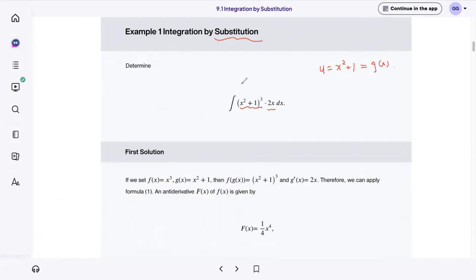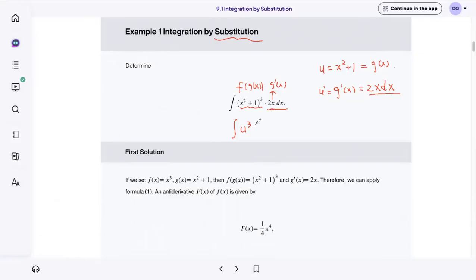You could think of this as g of x, right? You think of this as f of g of x. Then this part is g prime of x. Indeed, what's g prime of x, or u prime? That's just 2x. So we can rewrite this one as u raised to 3, then 2x dx. So when we take a derivative, g prime of x equals 2x dx.